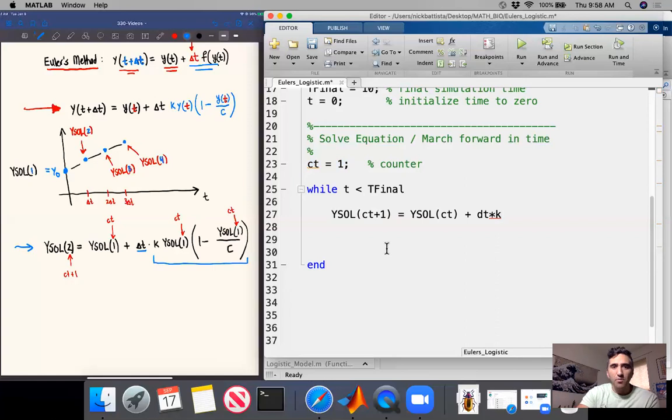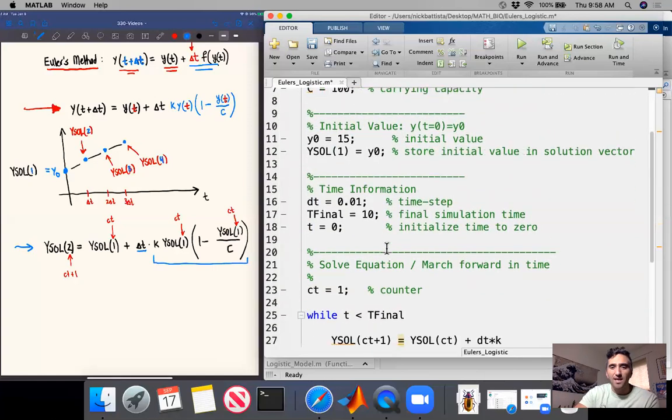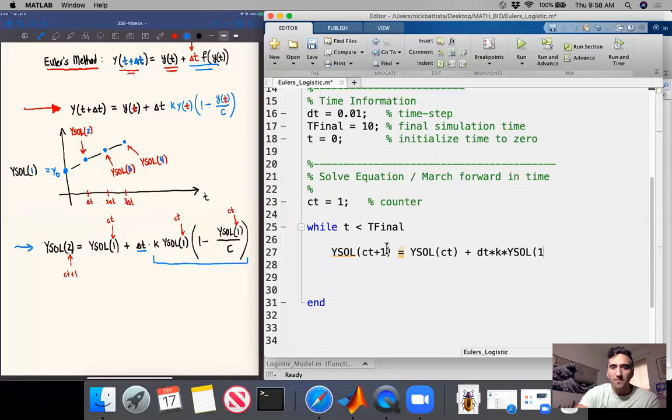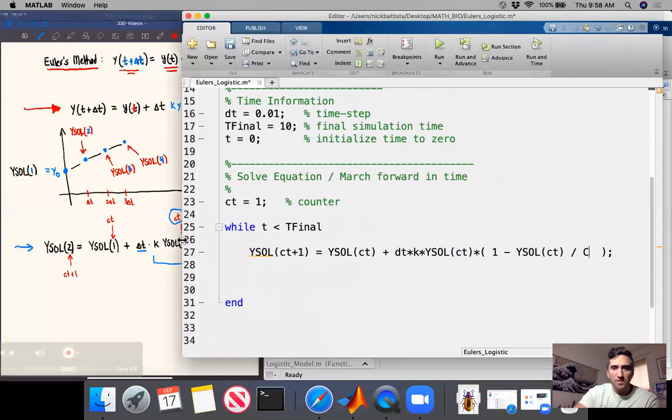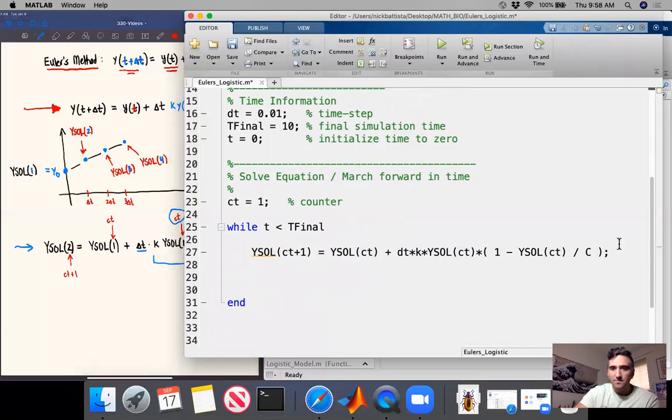So this will be k, that parameter we already defined up above in line 6, times y sol at 1, and then times that big parenthesis, where we have 1 minus, oops, that y sol at 1 should actually be y sol of count, excuse me, because we want that previous value like we discussed here. And then we have 1 minus y sol of count all over c. So let me just drag this open so we can see that entire line. And that is our differential equation getting solved to the next time point.